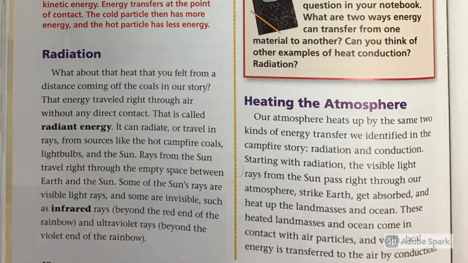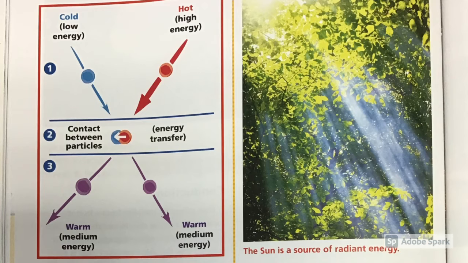Radiation. What about the heat that you felt from a distance coming off of the coals in our story? That energy traveled right through the air without any direct contact. That is called radiant energy. It can radiate or travel in rays from sources like hot campfire coals, light bulbs, and the sun. Rays from the sun travel right through the empty space between the earth and the sun. Some of the sun's rays are visible light rays, and some are invisible, such as infrared rays and ultraviolet rays. The sun is a source of radiant energy.